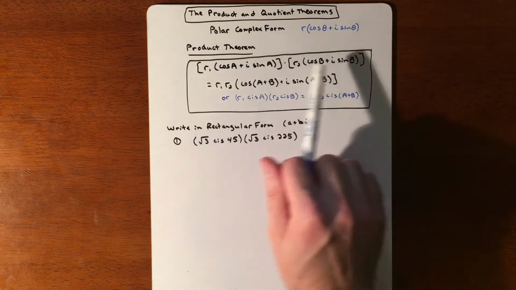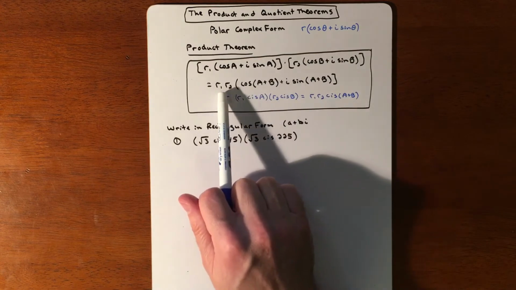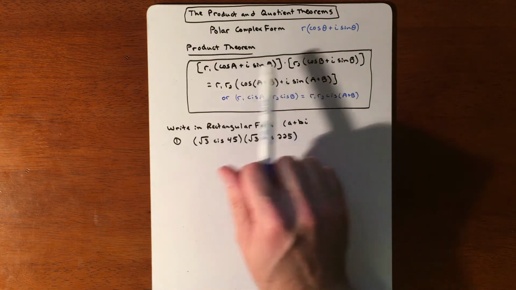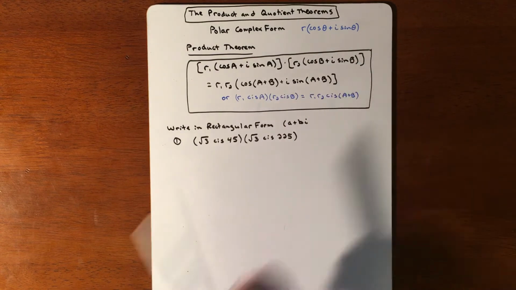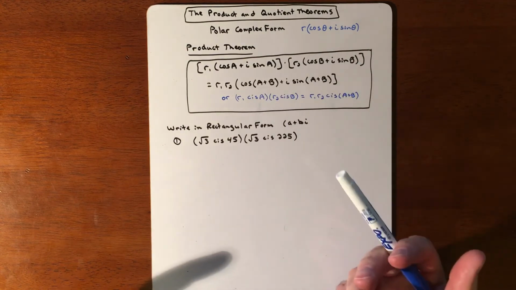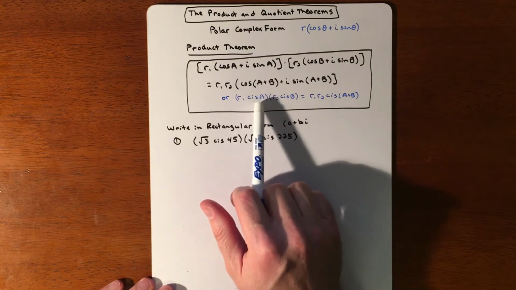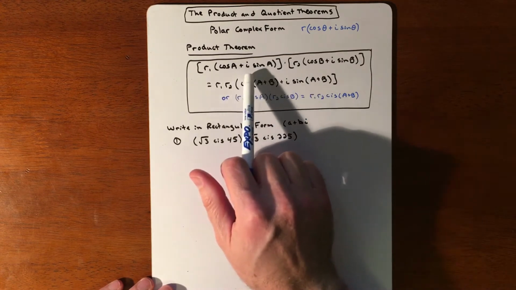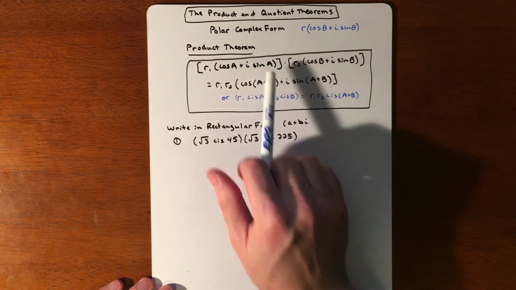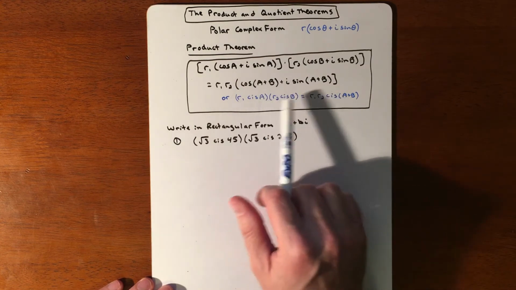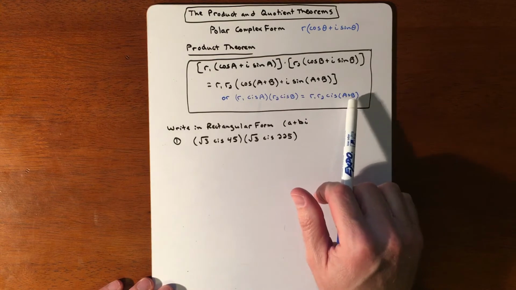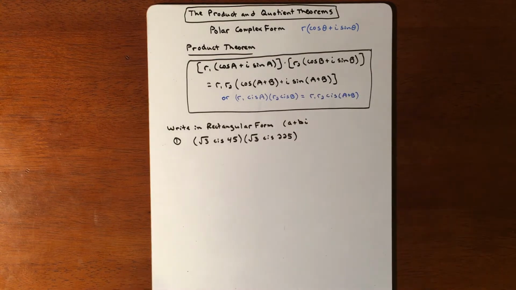So if you have one of them times another one, you're going to multiply the radii together. And when you combine your cosines, you're going to add the angles together. And when you combine your sines, you're going to be adding the angles together. Now, there is a shortcut version of it where cis A represents cosine A plus i sine A, and that's cosine B plus i sine B. And so it's the same thing. So you're going to add the angles together and multiply the radii together.